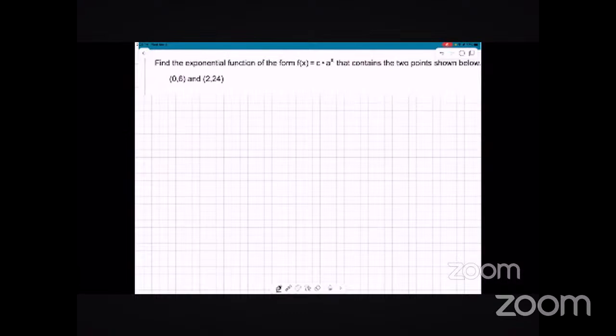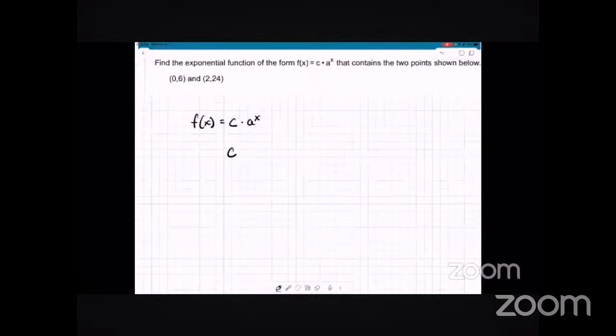Okay, so we want to fit this data to f of x equals c times a to the power of x, okay? We're given that when x is 0, the corresponding y is 6. So let's plug that in. c times a to the power of 0 equals 6. Now a to the 0 is going to be 1, so that means that c equals 6, all right?